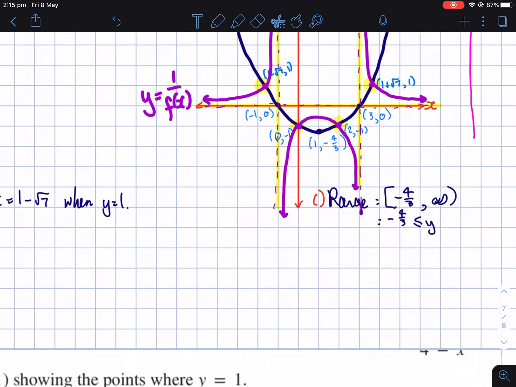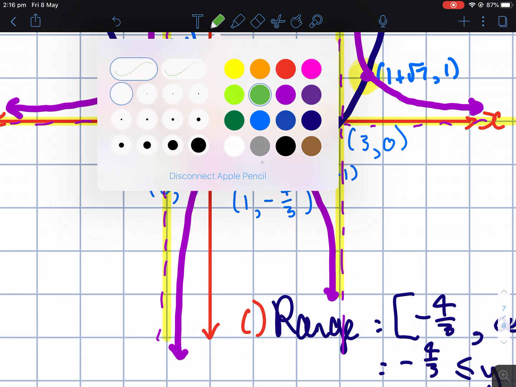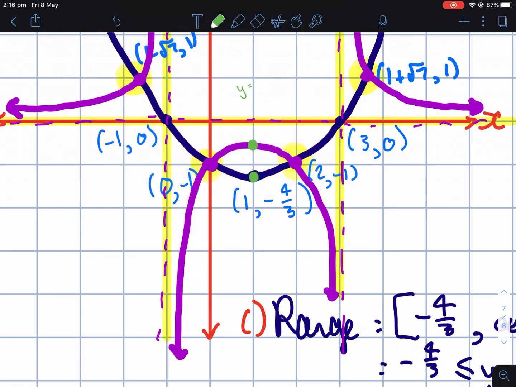Right, one thing I forgot to mention with question 5, sorry about that, is this point here, the maximum. It's going to be on the same x-coordinate as the minimum, which is the vertex. But don't forget, y is going to equal 1 over f of x, so 1 over negative 4 on 3, which here gives us negative 3/4. So the maximum here is at (1, negative 3/4).